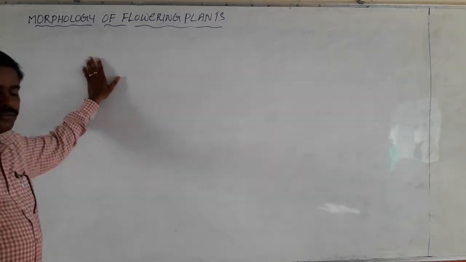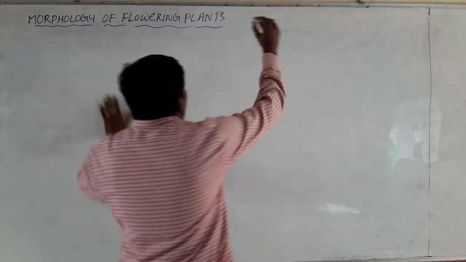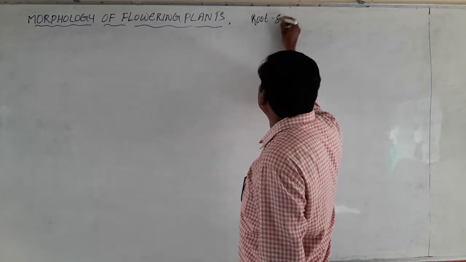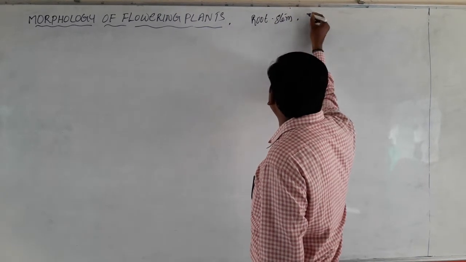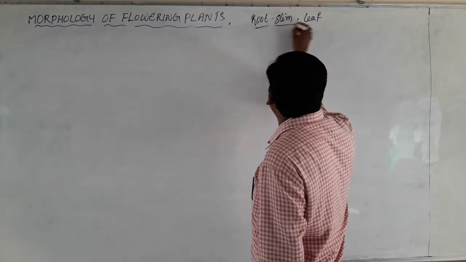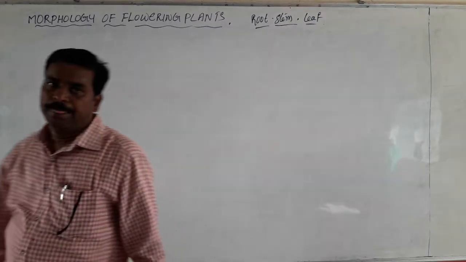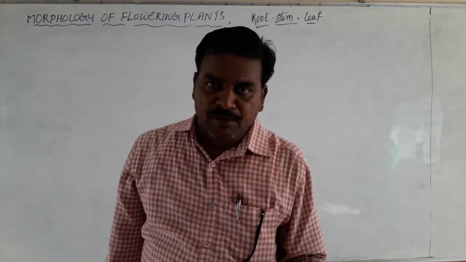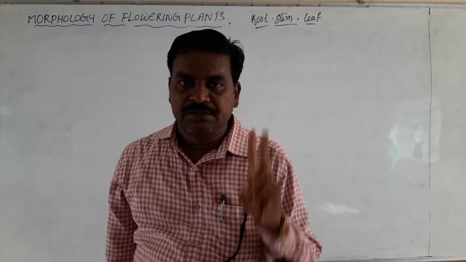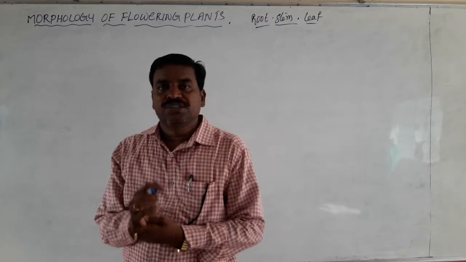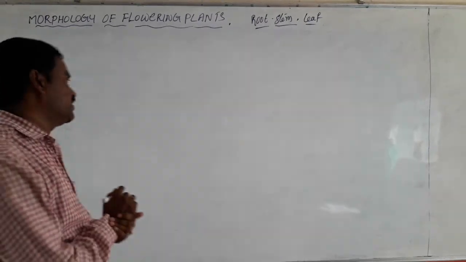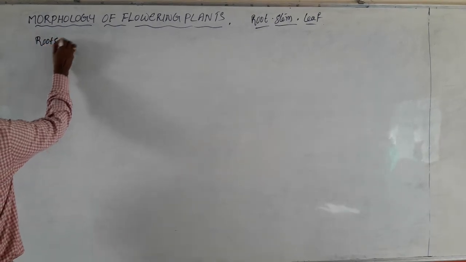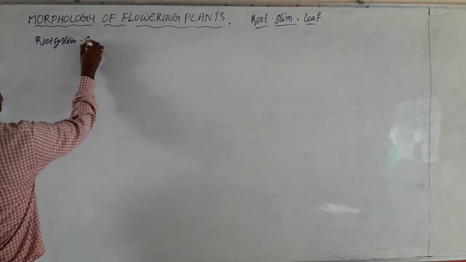Now coming to the important chapter, morphology of flowering plants. First, coming to root, stem, and leaf. Students, every angiospermic plant is represented by two parts: root system and shoot system.